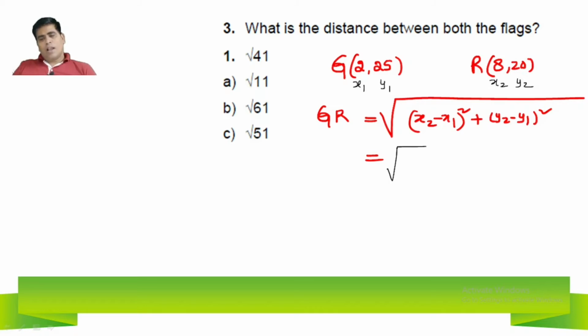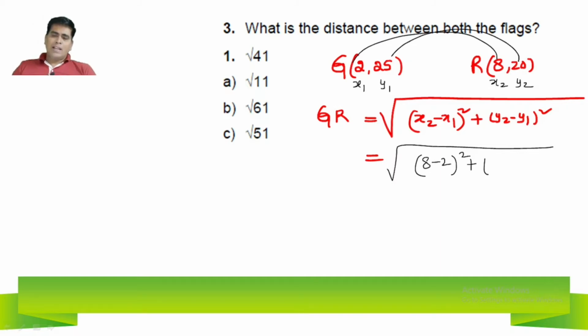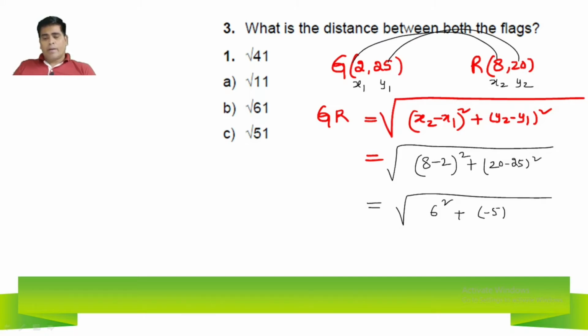So substitute the values here. x2 minus x1, 8 minus 2 whole square, plus y2 minus y1 whole square, 20 minus 25 whole square. So simplify it, you will get the answer. 8 minus 2 is 6, 6 square, and 20 minus 25, from 20, if you subtract 25, what will I get? Minus 5 whole square. So further we can simplify it.